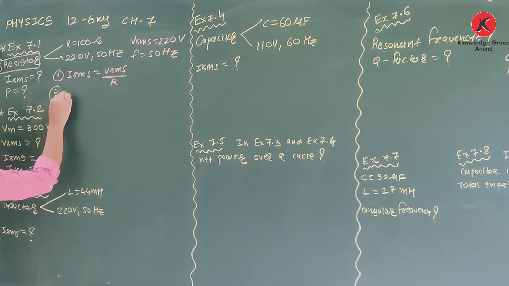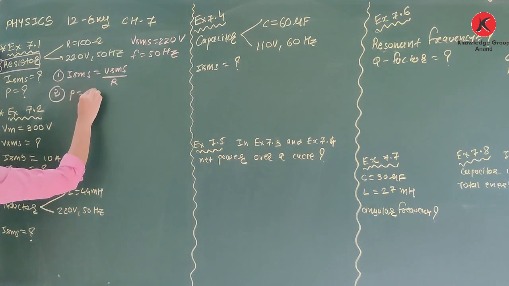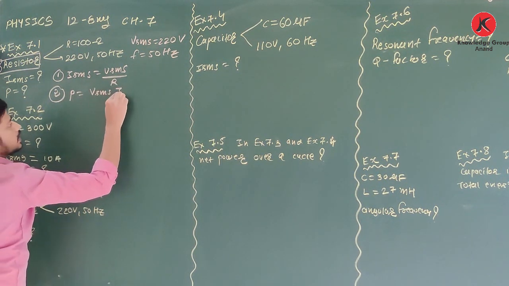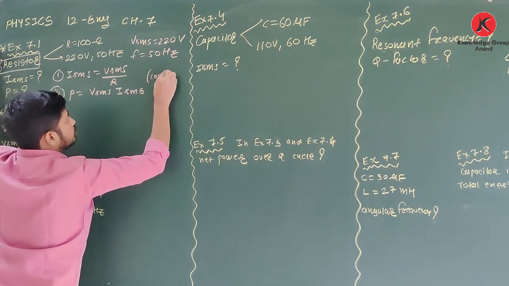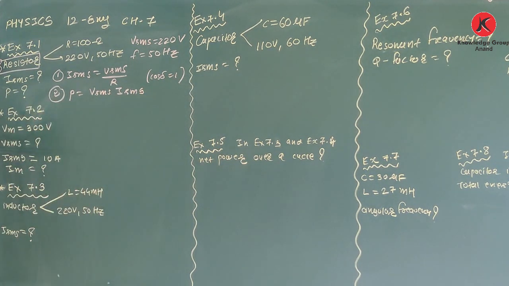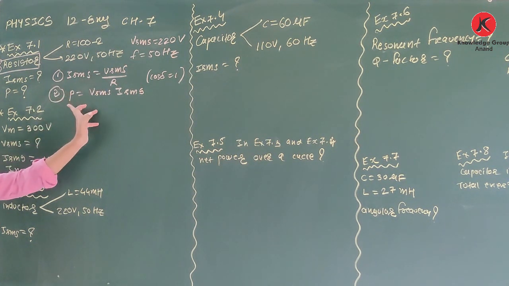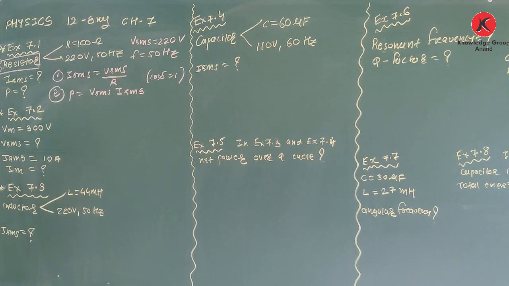For only resistor circuit, what is power? Power P is equal to VRMS IRMS, because cos delta is equal to 1. That we have discussed. So IRMS is equal to VRMS upon R and P is equal to VRMS IRMS.